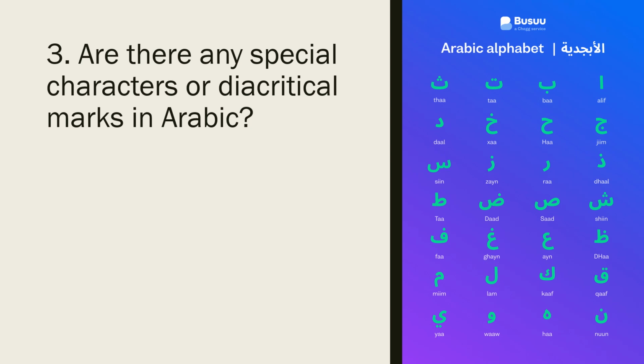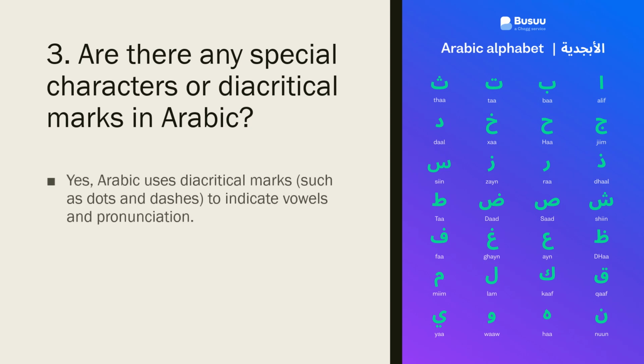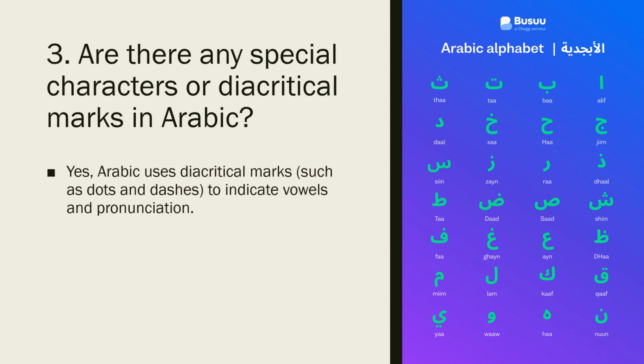Are there any special characters or diacritical marks in Arabic? Yes, Arabic uses diacritical marks such as dots and dashes to indicate vowels and pronunciation. These marks are important for proper pronunciation.